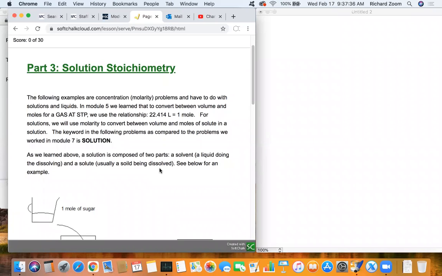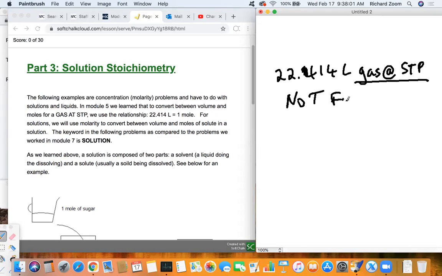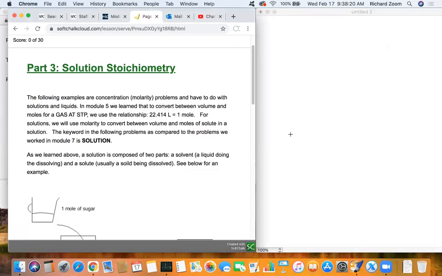Now, one thing that you're never going to see here in this module is me using the 22.414 liters of gas at STP. It's important to note that this is about gases at STP. This is not for solutions. It doesn't stop people trying to use it in module 10, but it's not supposed to be here. So we won't be touching that 22.414. You'll never see me use it in any of these kinds of calculations.